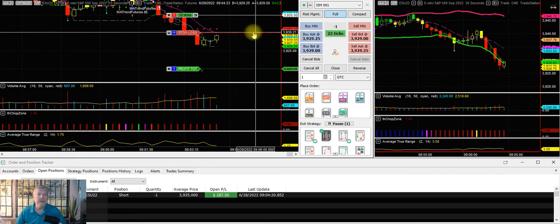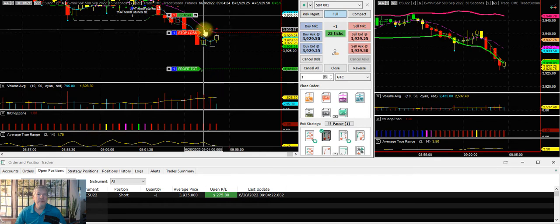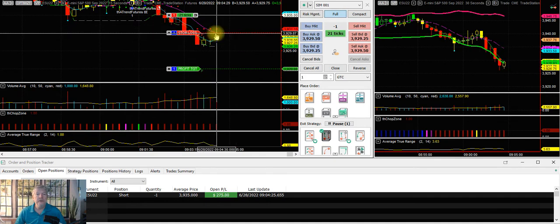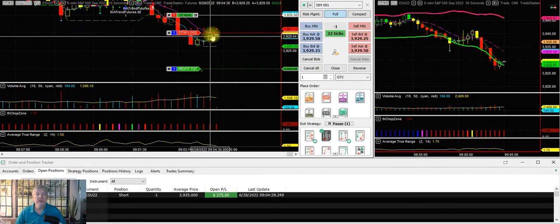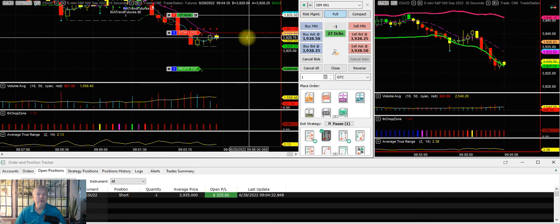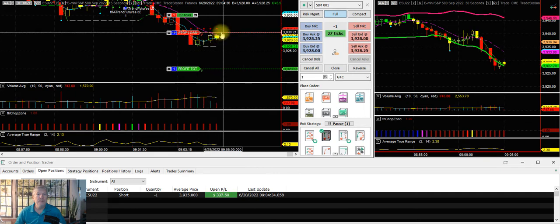Actually, I need to have my stop. I'm trailing it there at the moving average. I'm trailing it with the moving average. If we get a retracement up into that moving average, then we're going to stop out. Otherwise, we're going to stay with the trade.